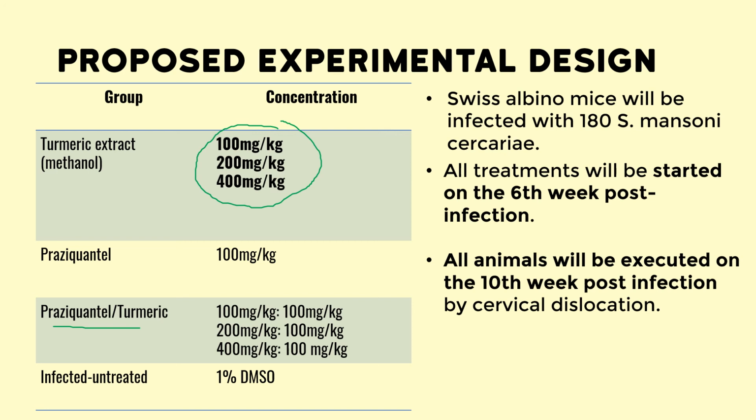So Swiss albino mice will be infected with 180 S. mansoni cercariae. All treatments will be started on the 6th week post-infection, and all animals will be euthanized on the 10th week post-infection by cervical dislocation.